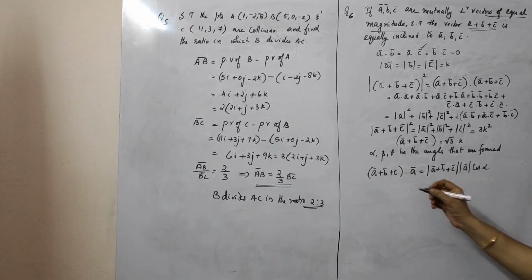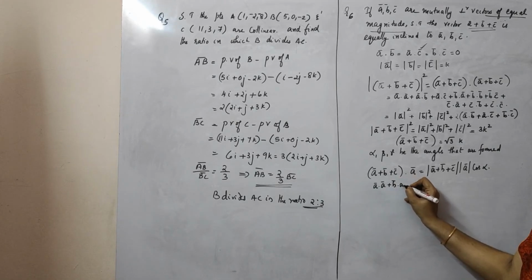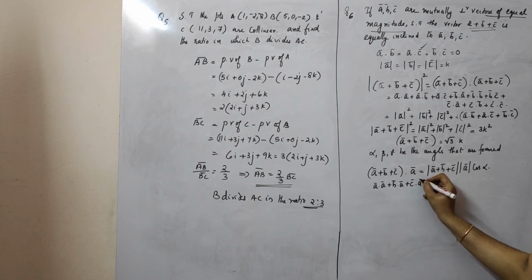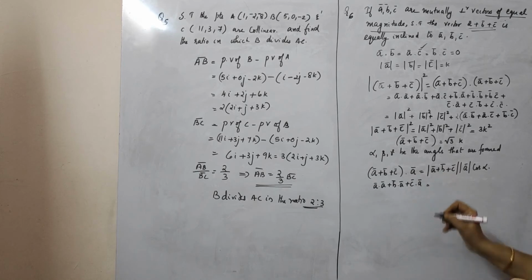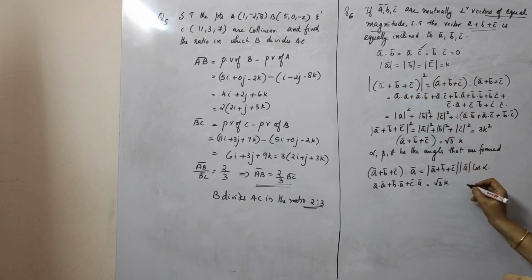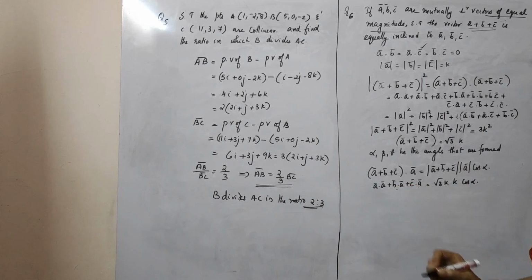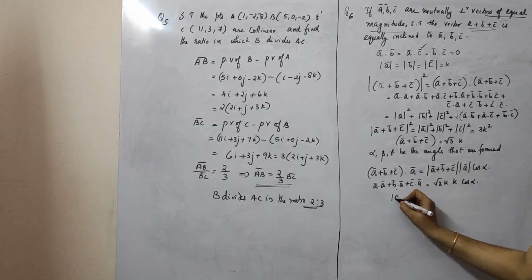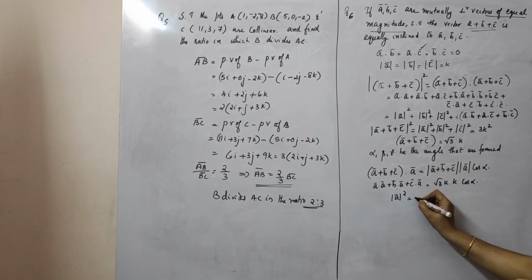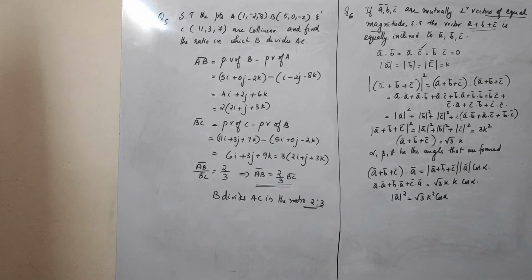So now what do I get? This is vector A dot vector A plus vector B dot vector A plus vector C dot vector A is equal to, what is the magnitude of this? This is root 3 k. Further, the magnitude of this is k, and here you have cos alpha. Now these two values are zeros. So magnitude of A dot A is what? Magnitude of A squared is equal to root 3 k squared into cos alpha.